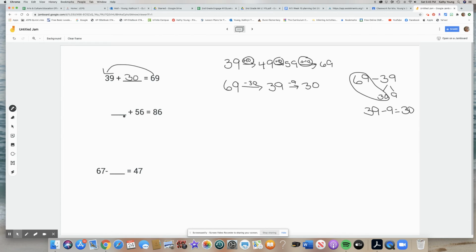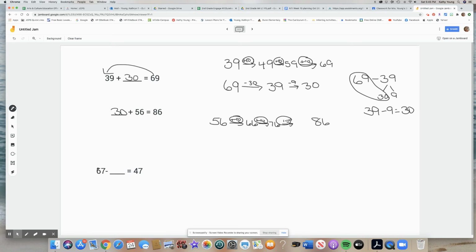On this one right here, what plus 56 equals 86? Since addition is something called commutative, which means it doesn't matter which order it is, I can start with my 56 and figure out what I need to add to that to get to 86. 86 is my finish line. So 56 plus 10 equals 66, plus 10 equals 76, plus 10, and there's my 86. So this one's 10, 20, 30. So that's going to be 30 plus 56.